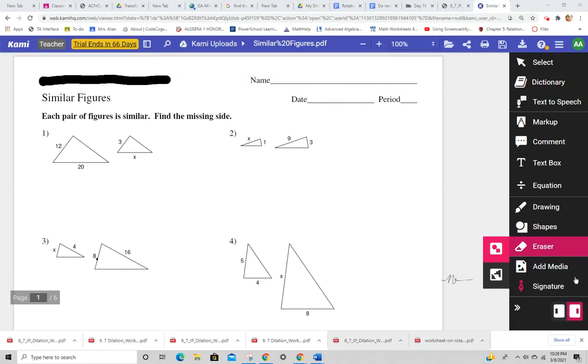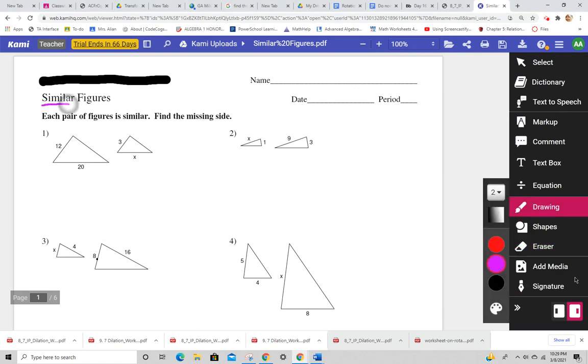Hi everyone. In this lesson, I'm going to go over similar figures. We're going to learn how to solve for the missing side given similar figures. And when solving problems like that, you will use a proportion. So let's go ahead and get started.